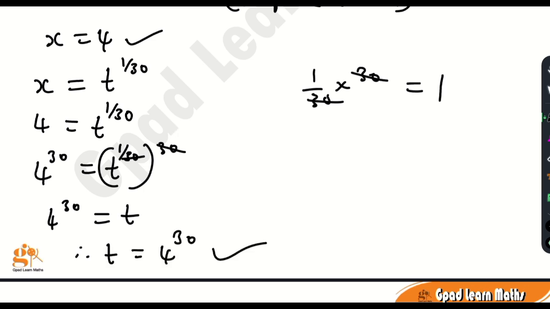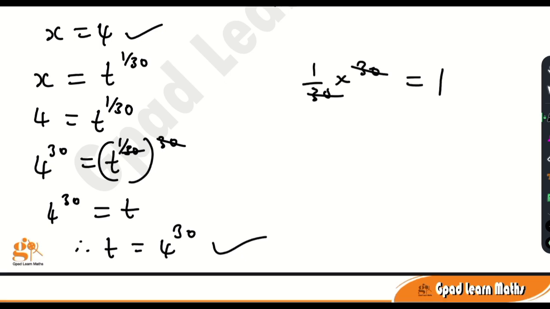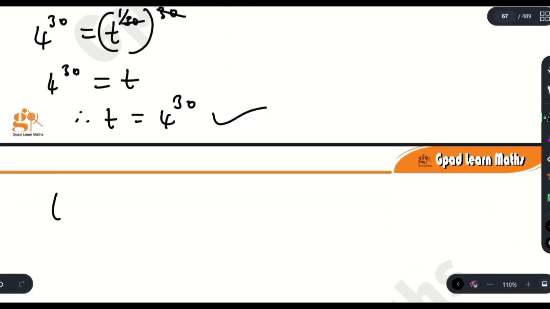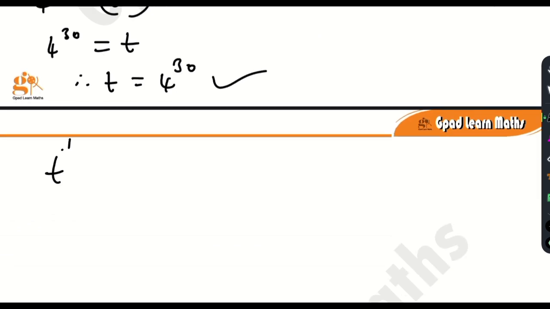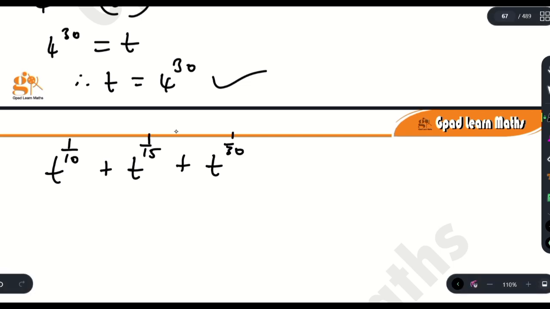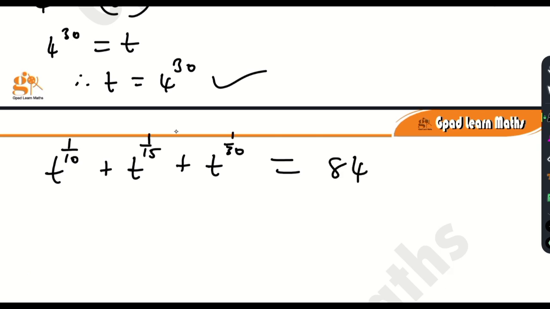But hold on. Let's even get to the fun part where we'll have to test it back into the original equation. And let's see if when t is equal to 4 raised to the power 30, we're going to have what we have on the right hand side. So the original equation again is what? t raised to the power of 1 over 10 plus t raised to the power of 1 over 15 plus t raised to the power of what? 1 over 30. Let's see when we plug in 4 raised to the power 30 into this, we are going to have 84.